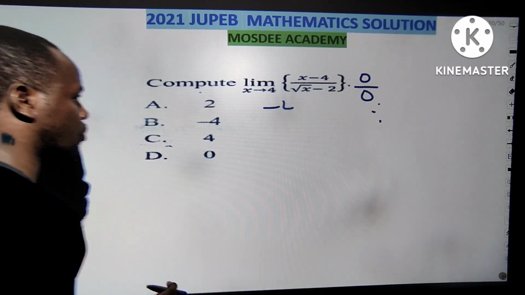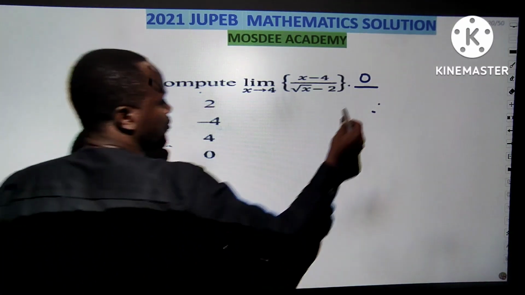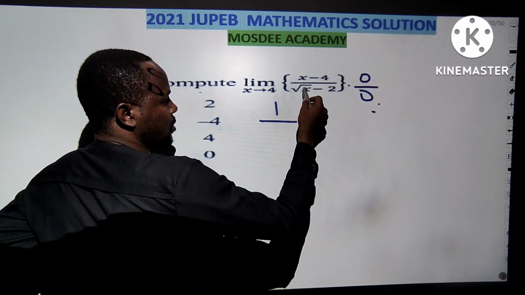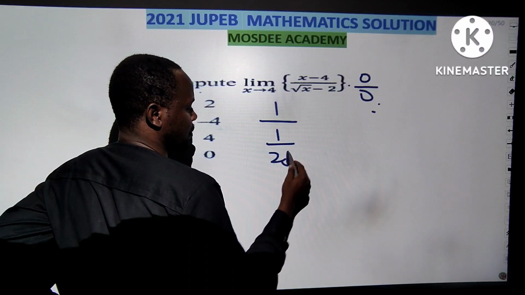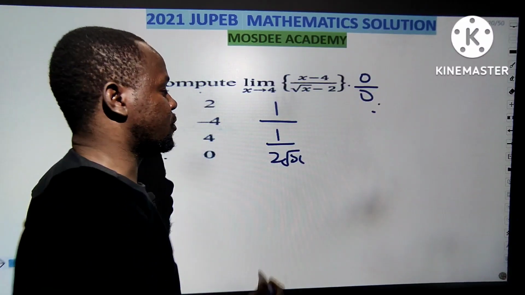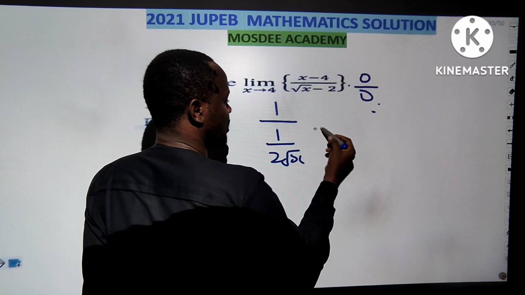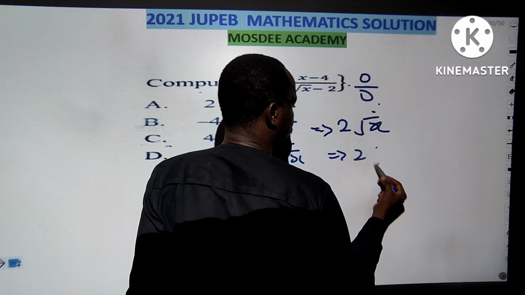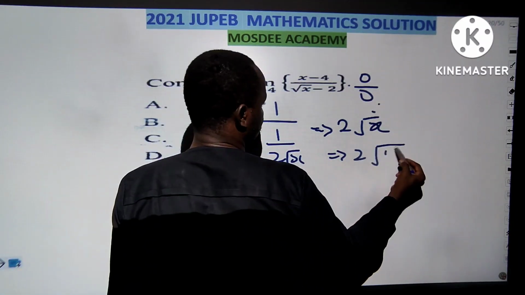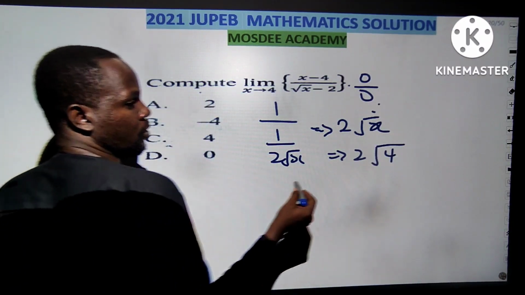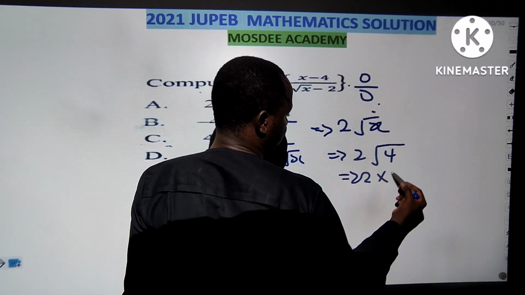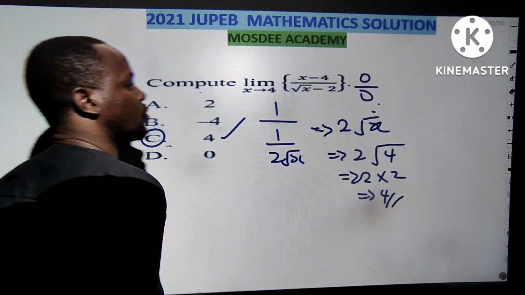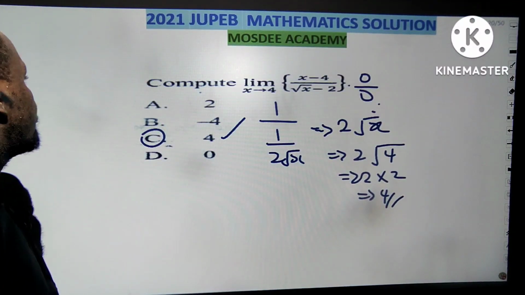When we differentiate what we have upstairs there, we are going to have 1. Hope you understand? 1. And when you differentiate root x, it is 1 over 2 root x. Hope you still remember all these shortcuts. So 1 divided by 1 over 2 root x will give you 2 root x. So this is just what you want to substitute. That's 2 root 4, as x goes to 4. What's root 4? 2 times 2. So that's 4. Next one, please.